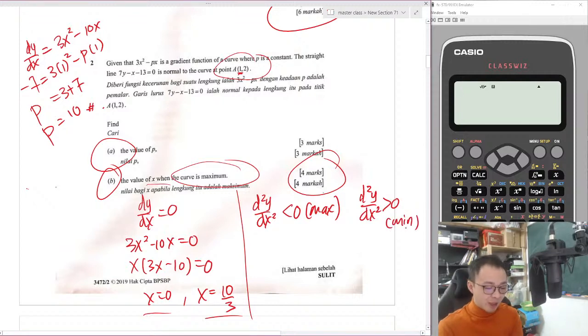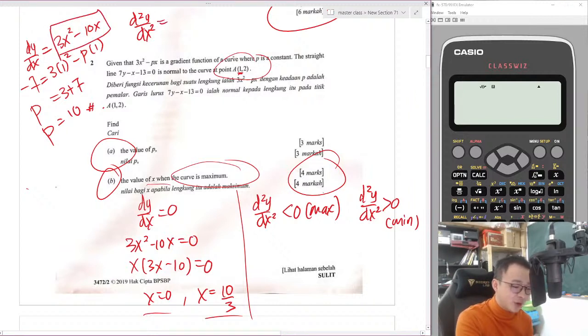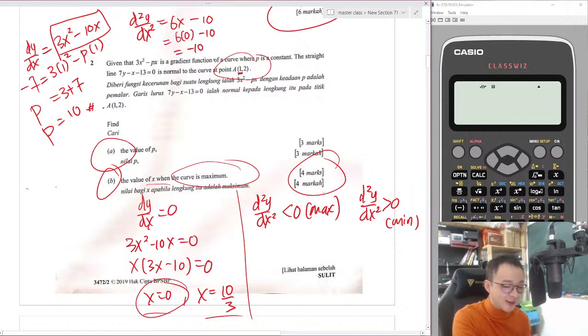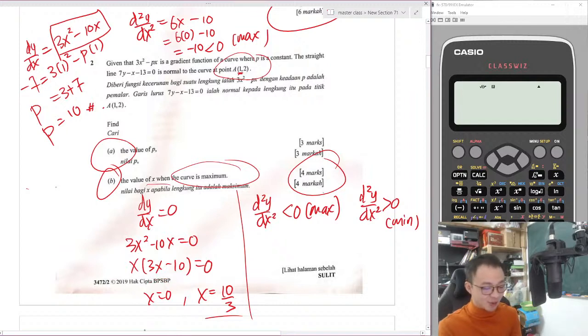Okay, so what I want to do is differentiate a second time from my dy/dx. If I do the second derivative, you write it like this. Basically I differentiate this one, and you can see I will get 6x minus 10. Now I plug 0 into the x here. So I get 6 multiplied by 0 minus 10, then I get -10. If -10 is less than 0, that means this one will be maximum. So therefore, my maximum is at x equals 0.